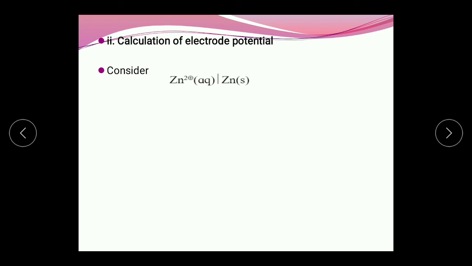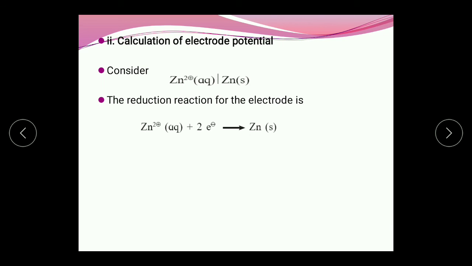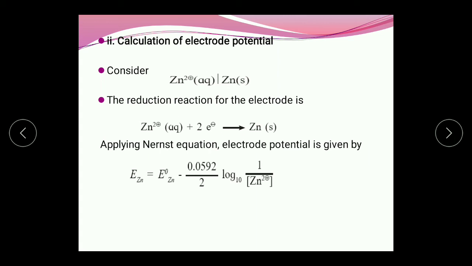Now, the first thing is to write the cell reaction. Why is the cell reaction written? To understand the number of moles of electrons. So the reduction reaction for this electrode will be like this. Zn+2, how will it be converted into Zn? By accepting 2 electrons. So Zn+2 plus 2 electrons gives Zn solid. Now we will apply the Nernst equation. Then the electrode potential is given by an equation like this.